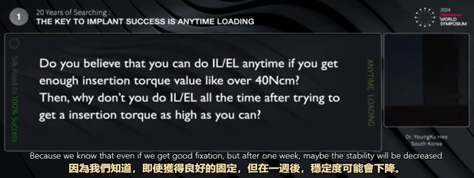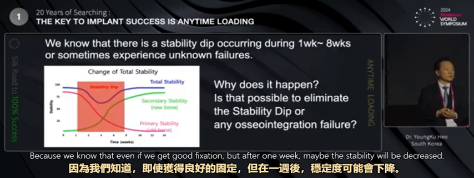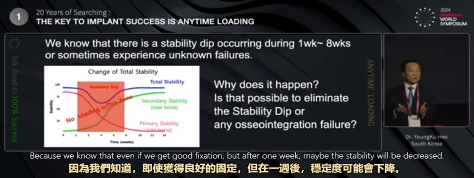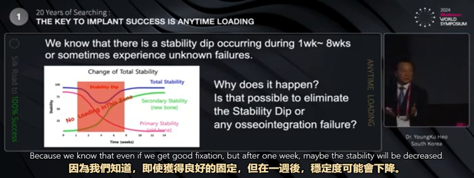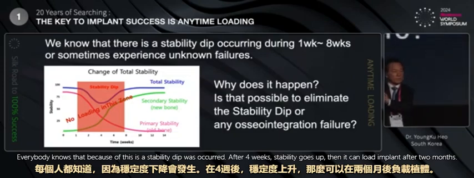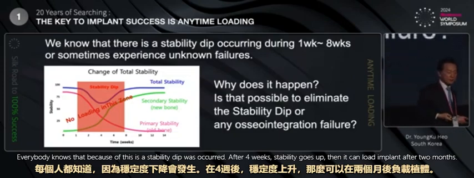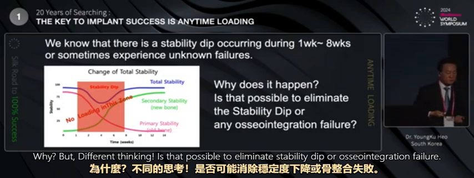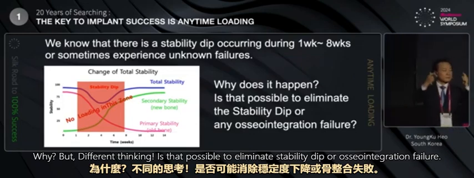Because we know, even if we get a good fixation, after 1 week maybe the stability will decrease. Everybody knows that because a stability dip occurs after 1 week until 4 weeks and goes up, then we can load implants after 2 months. So that's why. But different thinking.